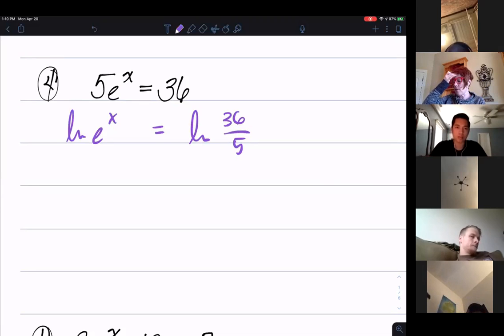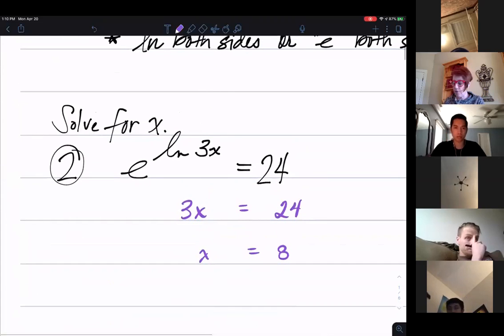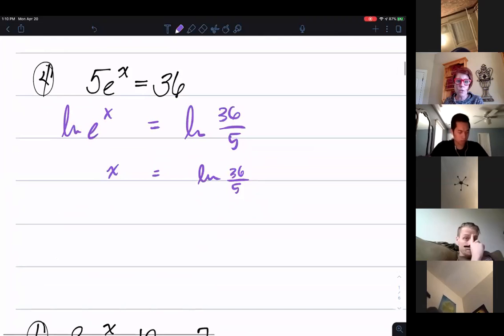So now for the left side, the natural log of e to the x, natural log and an e undo each other. I've just got an x. And on the right side, I have the natural log of 36/5. If you go back, the directions said to solve for x. I've done that. x is alone. I could type in the natural log of 36/5 in the calculator, and I could get a decimal.